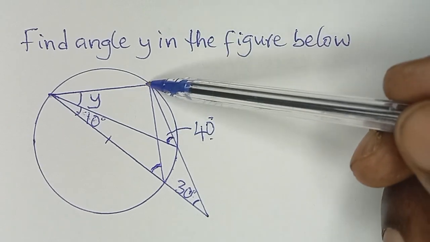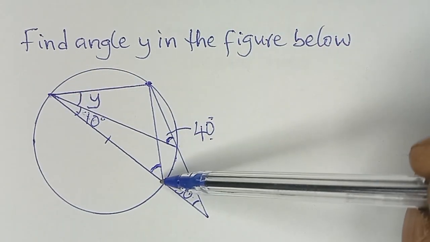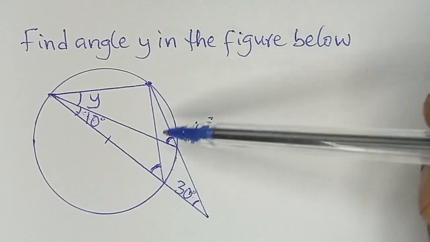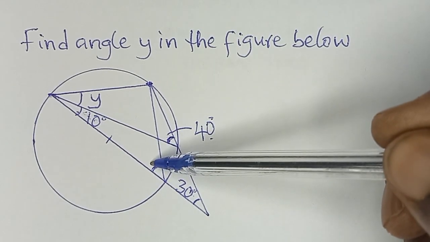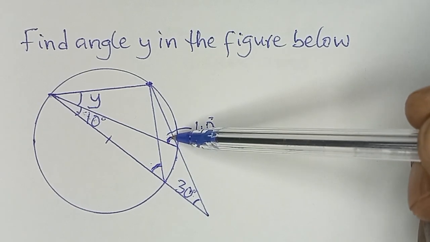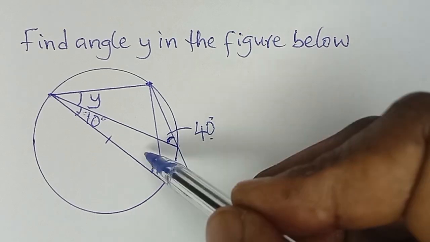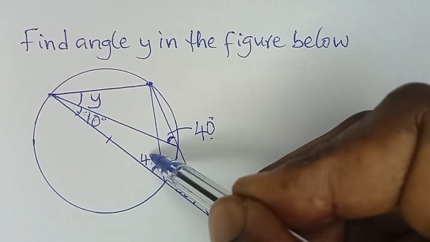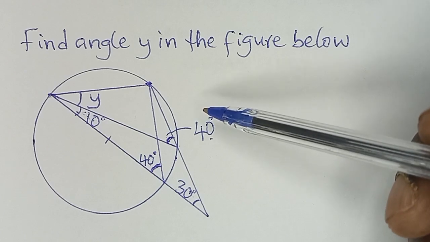So when you have the same points like that, with pairs of lines formed at different parts of the circumference, then those two angles are angles in the same segment and they are equal. So that means this 40 degrees is in the same segment with this angle here and they are equal. So this angle is also 40 degrees. Angles in the same segment are equal.